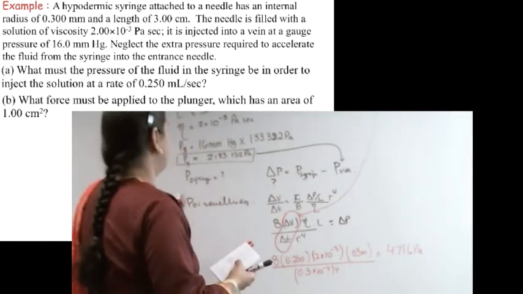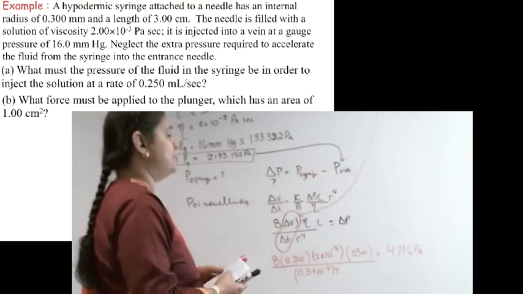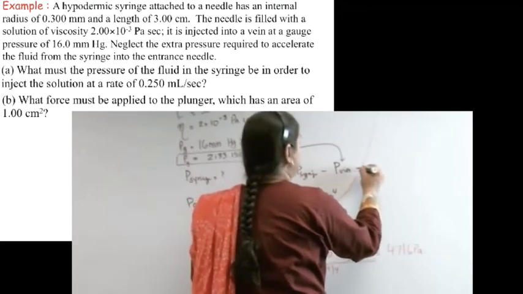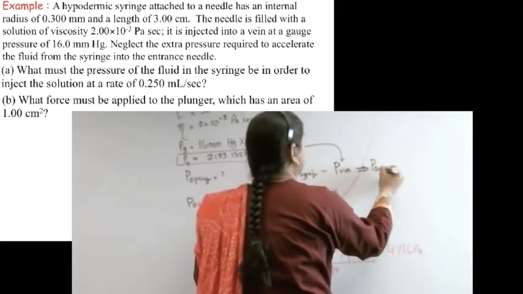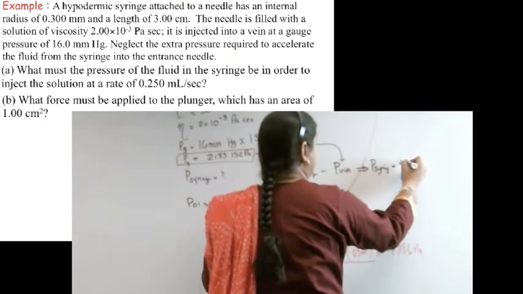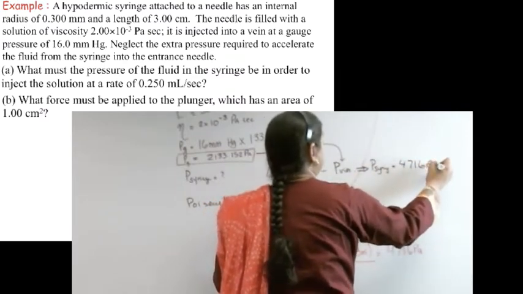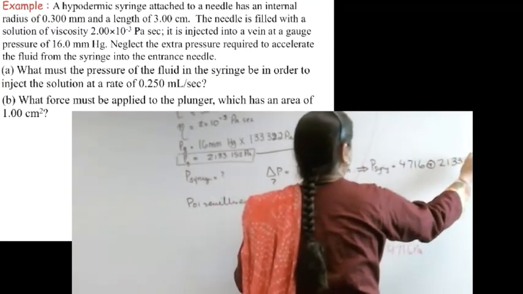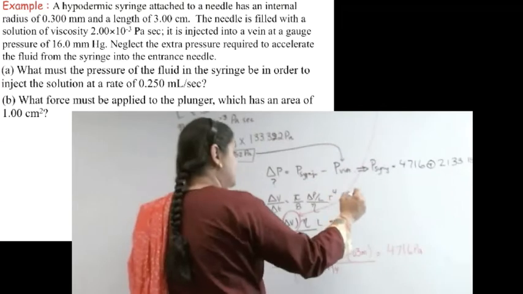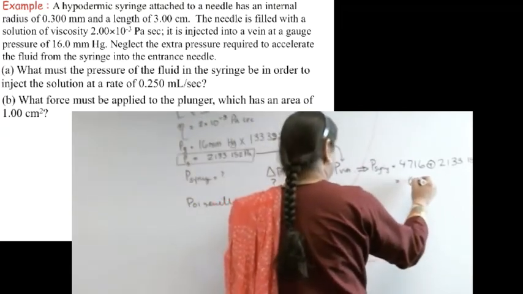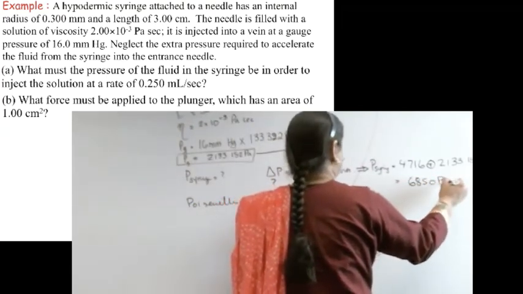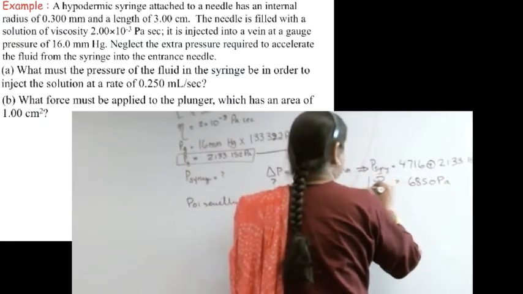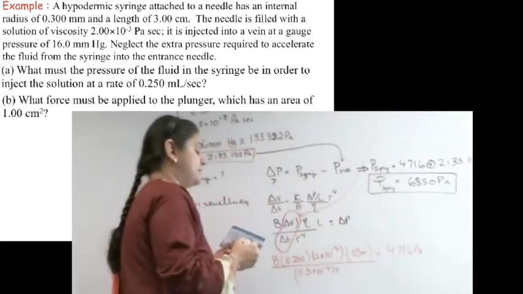I also know my gauge pressure, which is the same thing as my vein pressure. So all I need to do is place these values in here in order to get P syringe, which is going to be 4716 plus P vein, which is 2133.15. I add those two numbers up together and I get 6850 pascals. So P syringe comes out to be that number right there.